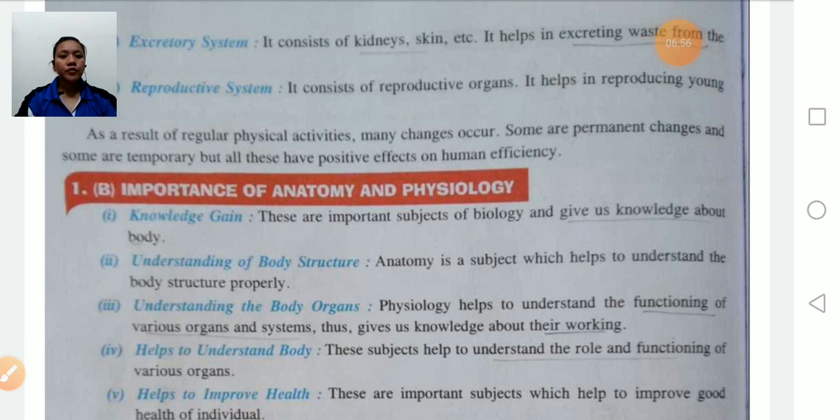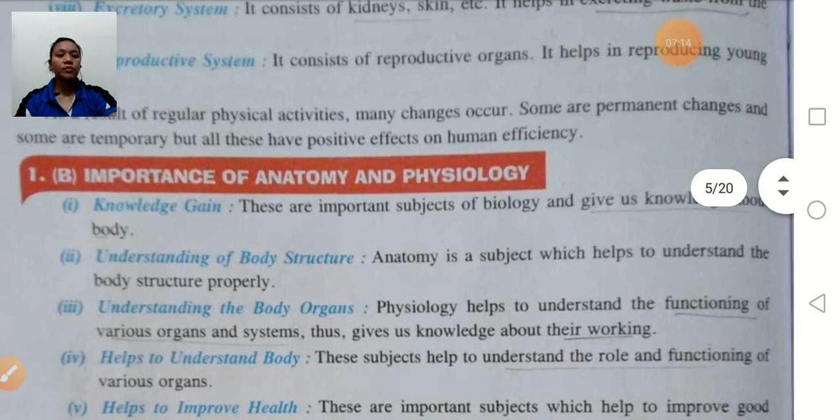As a result of physical activity, many changes occur. If we do physical activity, then many changes occur in our body. Some changes are permanent and some are temporary. But all these changes have a positive effect on the body.